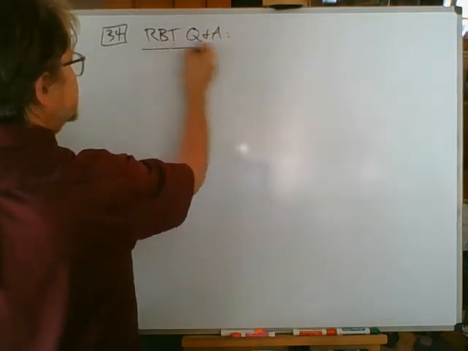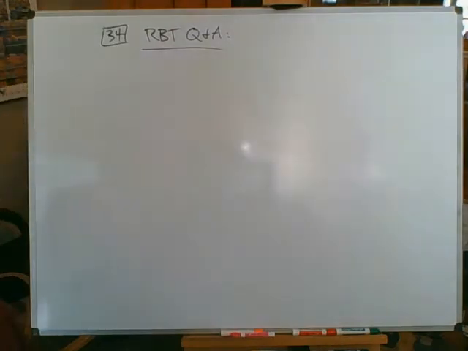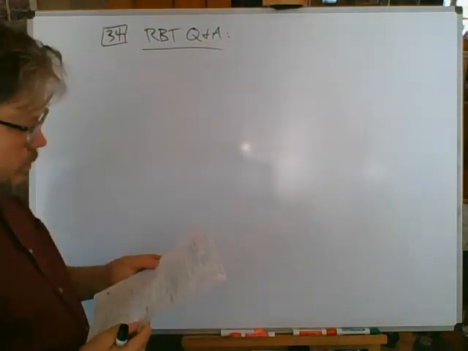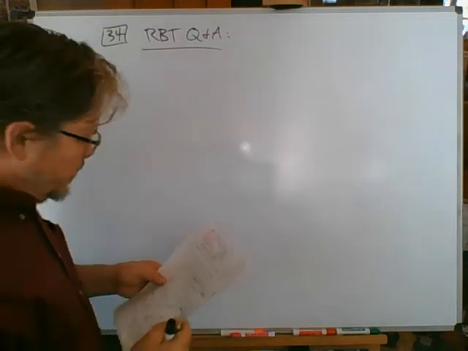Everything's abbreviated. I think you're required to do that in computer science. Don't ever use the full name of anything. RBT Q&A, and we were up to question number 4.